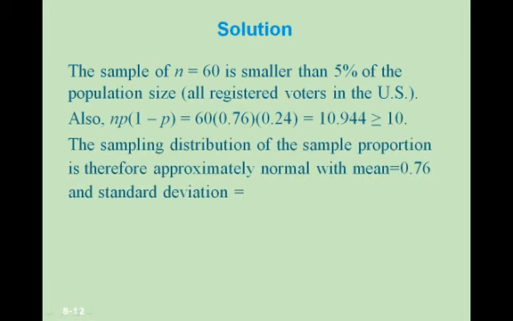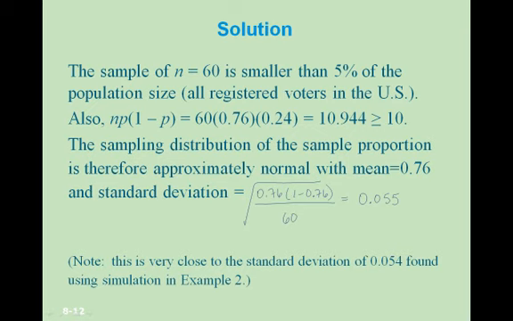So now the sampling distribution of the sample proportion is therefore approximately normal with a mean of 0.76 and a standard deviation equal to the square root of 0.76 times 1 minus 0.76, divided by 60. And this will give us a value of 0.055. Note that this is very close to the standard deviation of 0.054, which we found using simulation in example 2.